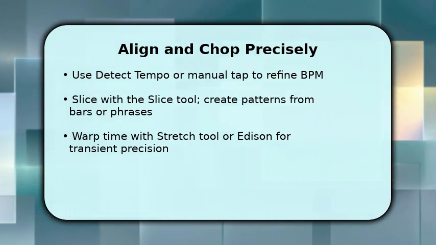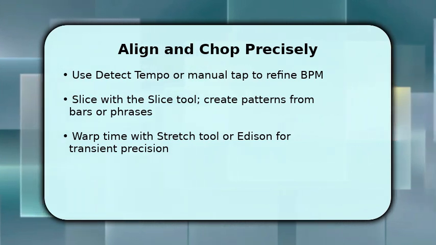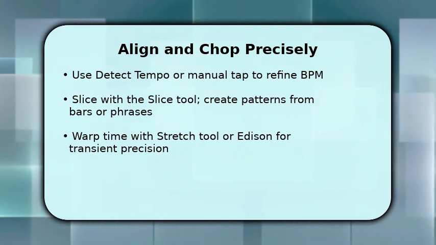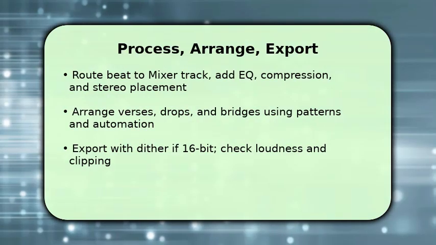Then apply the stretch tool or open Edison for finer transient edits and resampling. Make sure to crossfade small overlaps to avoid clicks, and save patterns as clips for easy rearrangement. Finish by treating and exporting the track.